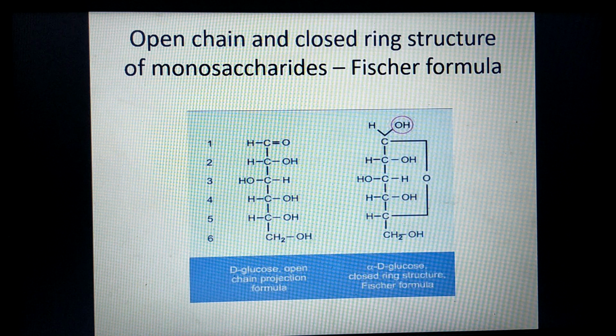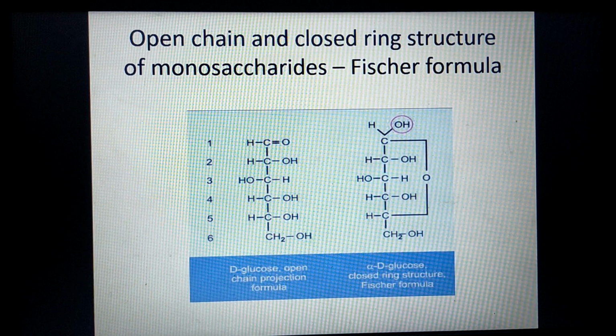On the right side, it is a closed ring structure. And how is this ring formed? If you see, the first carbon of glucose, which is a functional group, combines with the reference carbon with the help of an oxygen atom, and this forms a ring. This ring contains 5 carbon and 1 oxygen atom, so it is a heterocyclic ring.